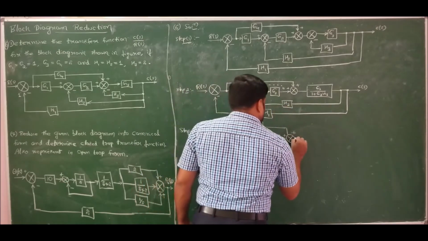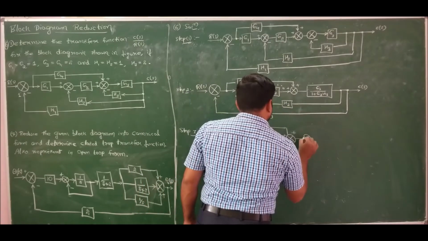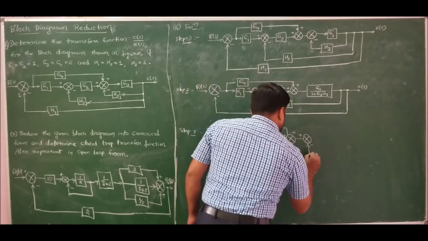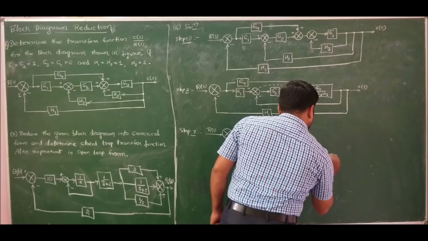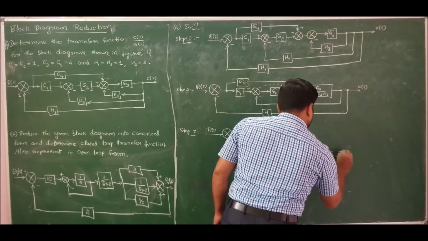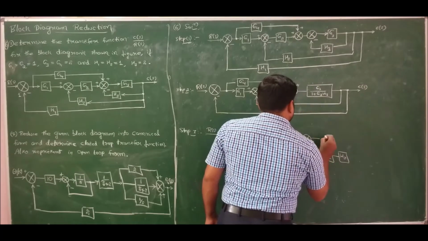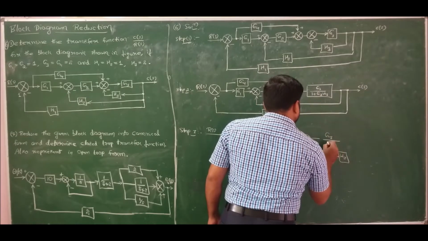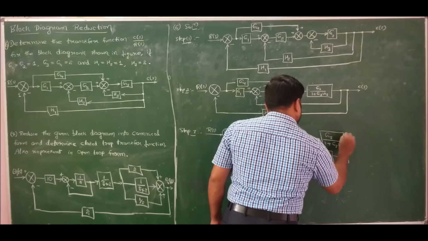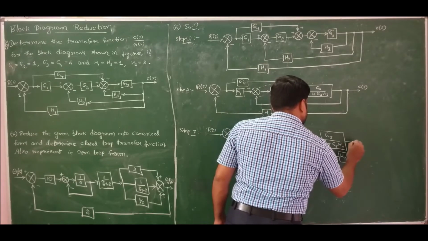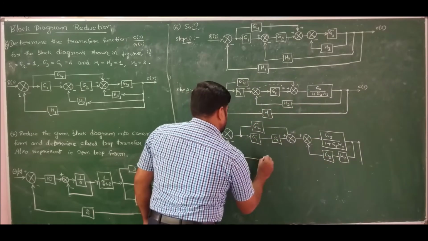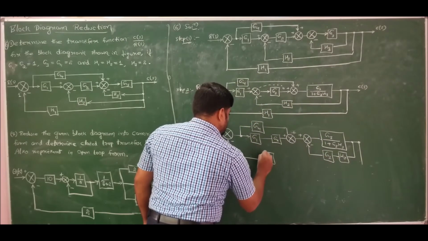So since I have shifted, now I should write for this as adding G2. So adding G2, we already have H2. So now I am left with G3 by 1 plus G3 H3. So now I think we have arrived at the solution.